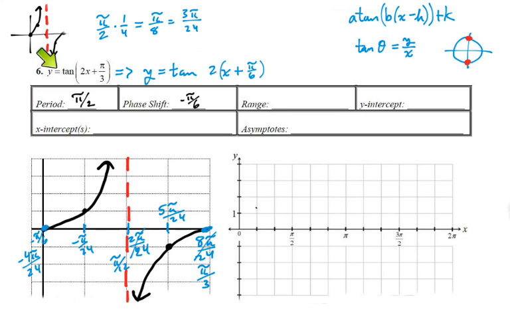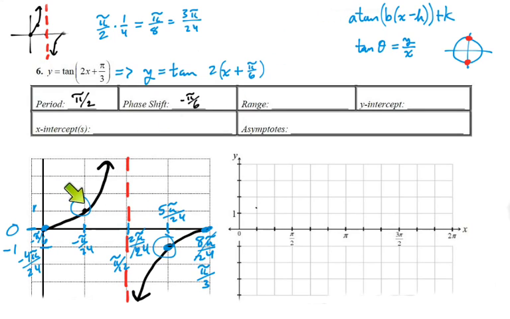Because this tangent function only has a 2 and a pi over 6 changing the mother function, we don't have an a, well, we do have an a, it's just a 1, and we don't have a k, so we're not shifting up and down. That means our midline is still at 0. This point right here is going to be at 1, and this point right here is going to be at negative 1.